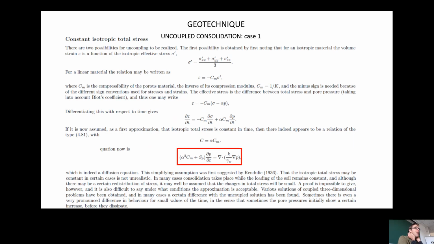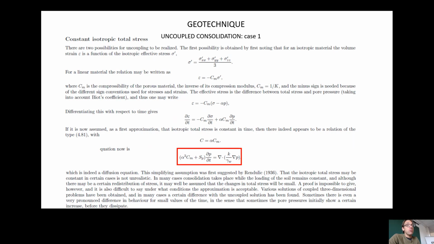And although there is some redistribution of stresses, we can theoretically assume that the change in total stress is approximately small. And this condition, even if it is difficult to demonstrate, is a good approximation, let's say.